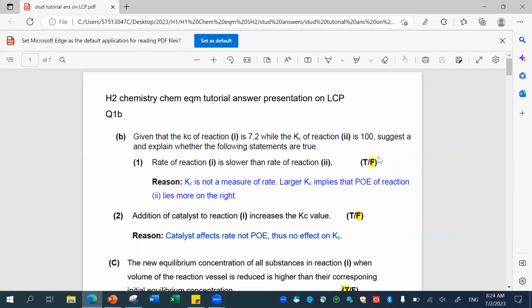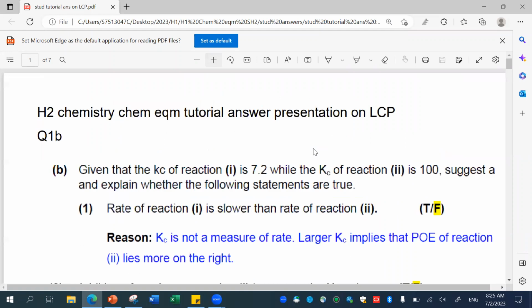So all of you recognize that Kc is not a measure of rate. A larger Kc simply implies that POE is more to the right hand side, or it favors the product side, but it doesn't tell you how fast this is. Then of course catalyst will never affect the Kc value.